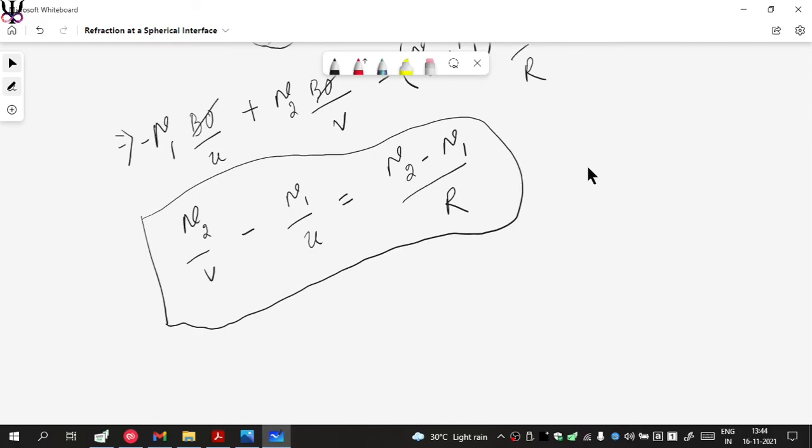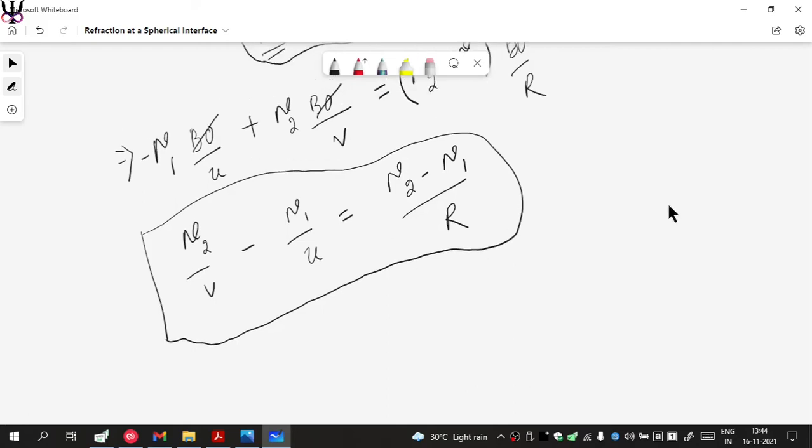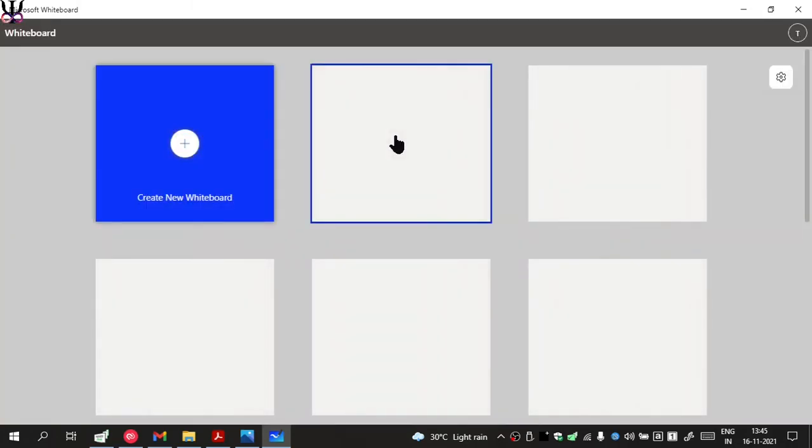Mu2 upon V minus mu1 upon U is mu2 minus mu1 upon R, and we have already used the sign convention properly, so this equation fits all situations. So that is the equation for the refraction at the spherical interface, and that was the hardest part. The easiest part: let's go and apply the same formula to the thin lens equation now.